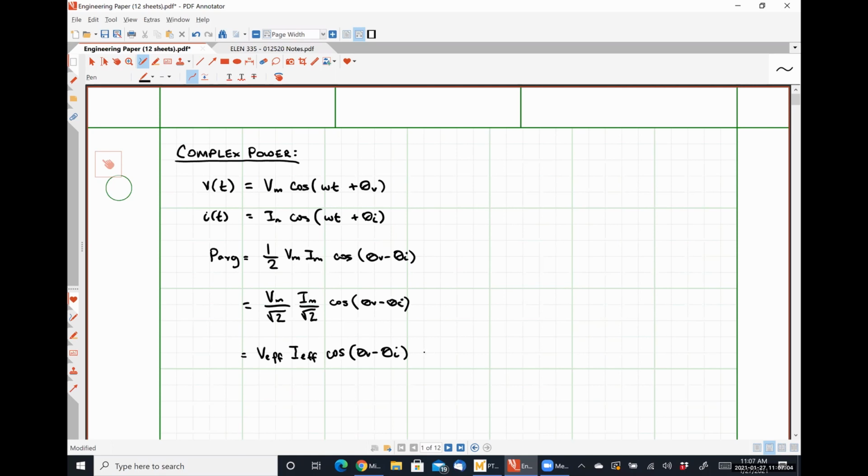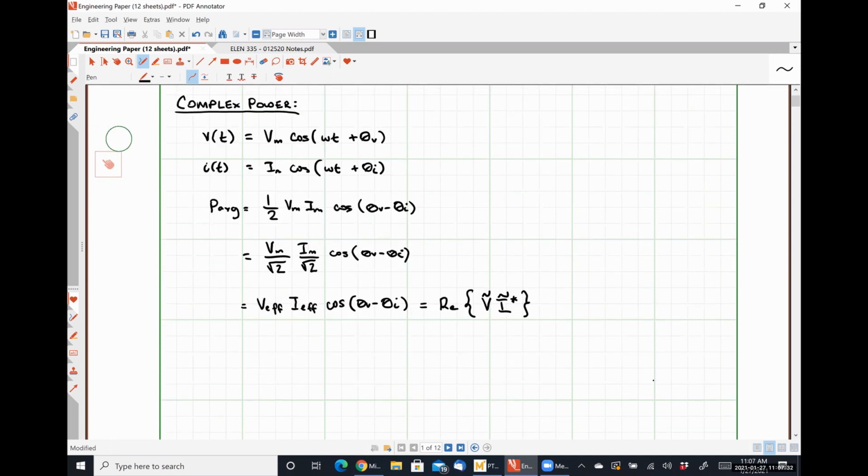These engineers noticed that this operation, V effective times I effective times the cosine of theta v minus theta i, is simply the real part of this complex multiplication: V times I complex conjugate, where I'm going to define V with that squiggle over it as an RMS phasor.